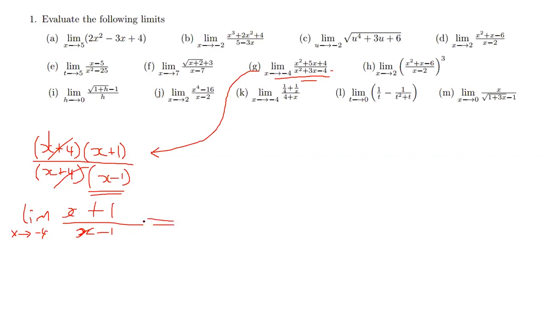So it's easier for us now to put negative 4 where there's x. When you put negative 4 where there's x, you're going to have negative 4 plus 1, and then everything divided by negative 4 minus 1, which gives you negative 3 over negative 5. So the solution will be 3 over 5. That's it.